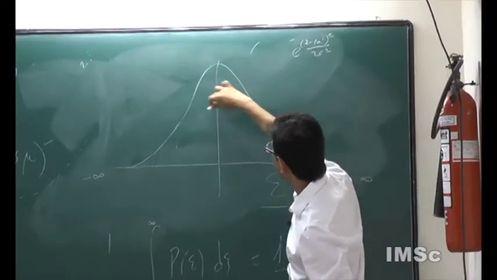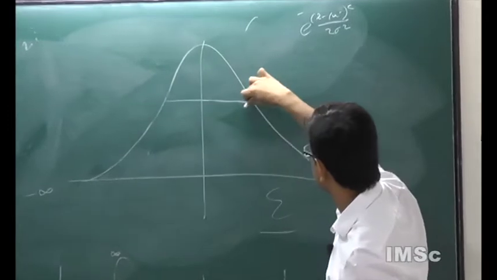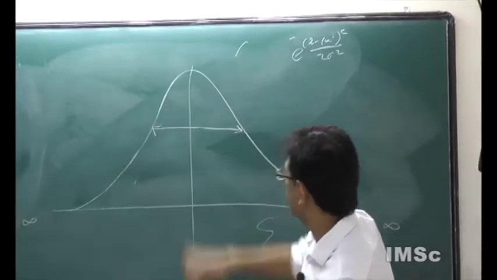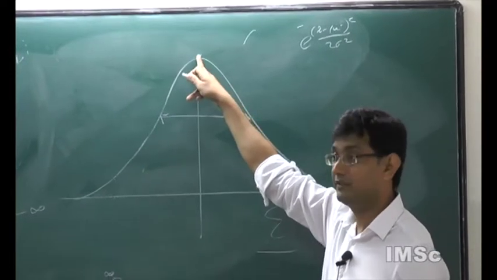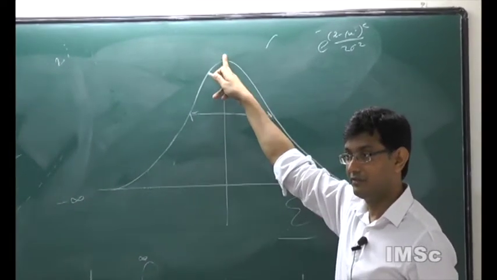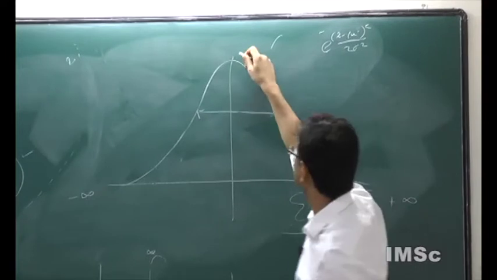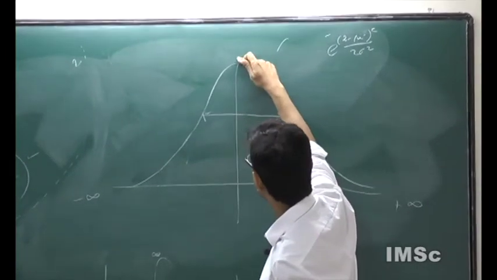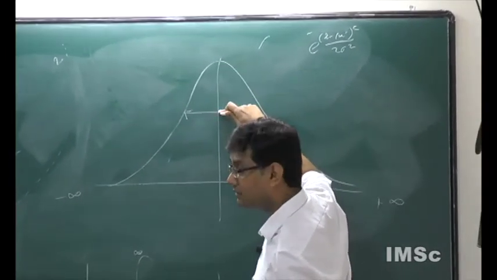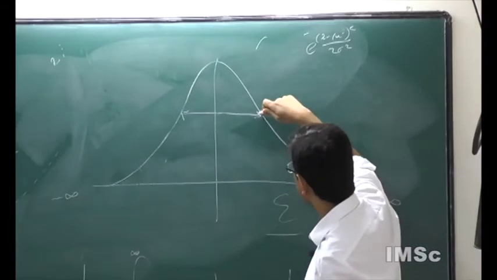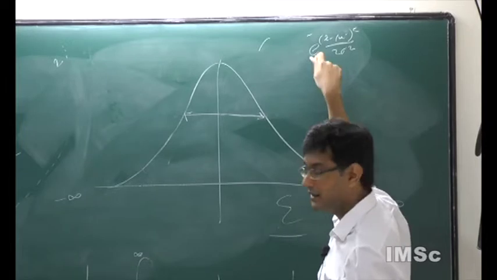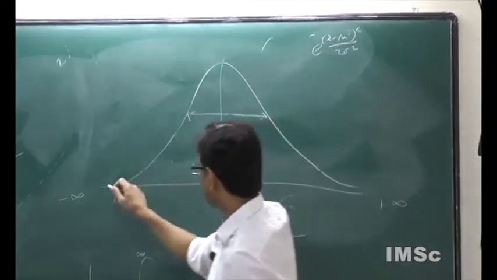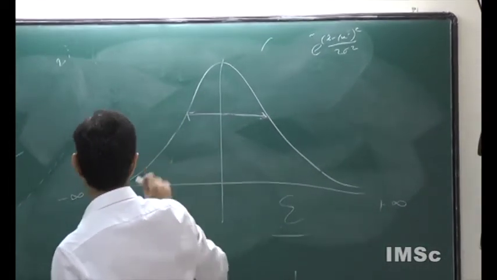And what is the significance of this sigma? Sigma is this. It's the spread of the curve at half the function value. Okay, when I look at the function value, I look at the point where, so if this value is something, I look at the place where this value has become exactly half, and I draw a straight line. The places where this intersects is 2 sigma. Okay, it's that thing.